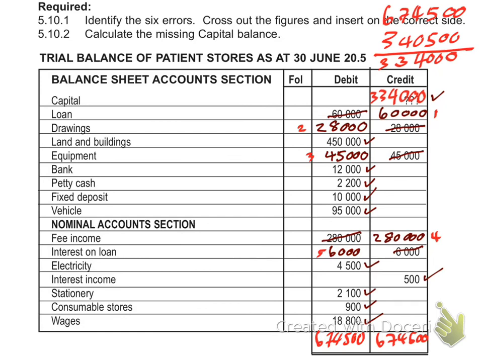Okay? Capital, loan, credit side. All assets on the debit side. And then nominal accounts, all income on the credit side. And all expenses on the debit side. All right? There we go. Done for the day.